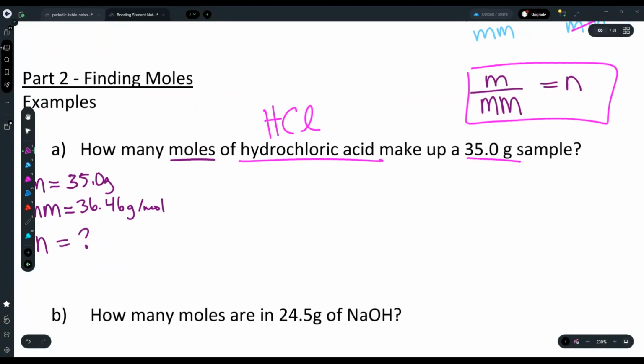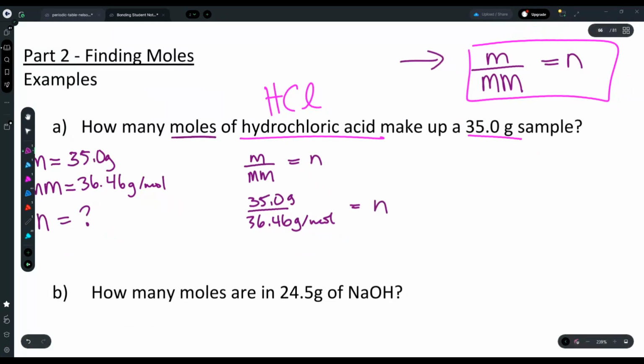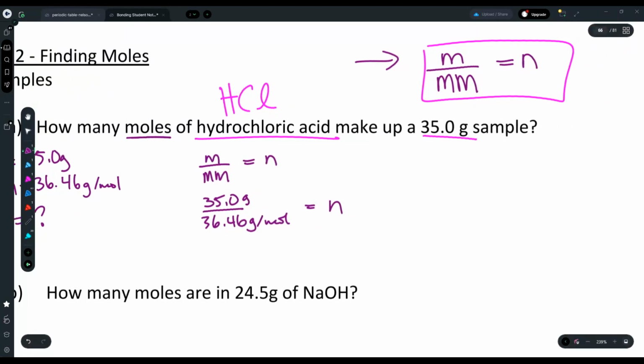Okay, so using this formula, mass divided by molar mass is equal to moles. You always start out with your list of givens and then your formula, and then you plug in your numbers. So 35.0 divided by 36.46, grams per mole, is equal to moles.